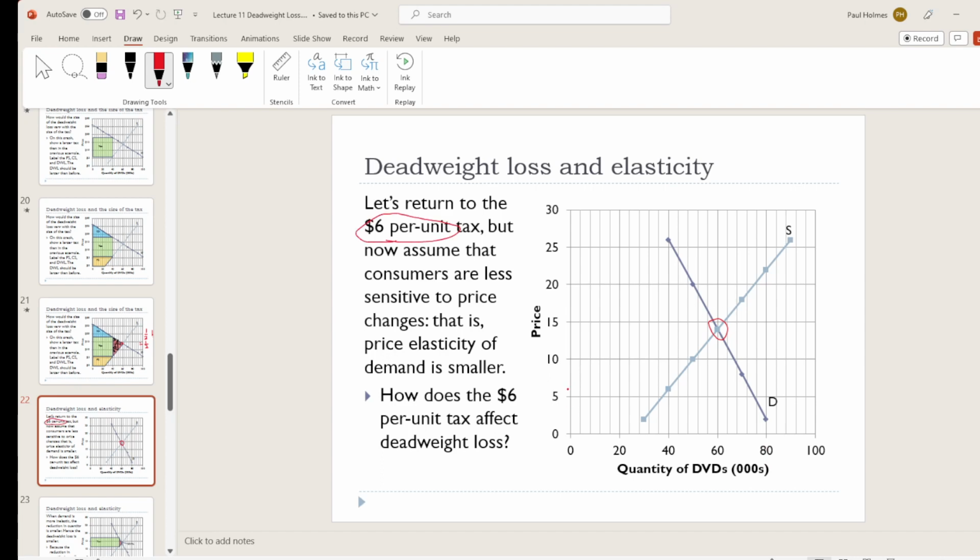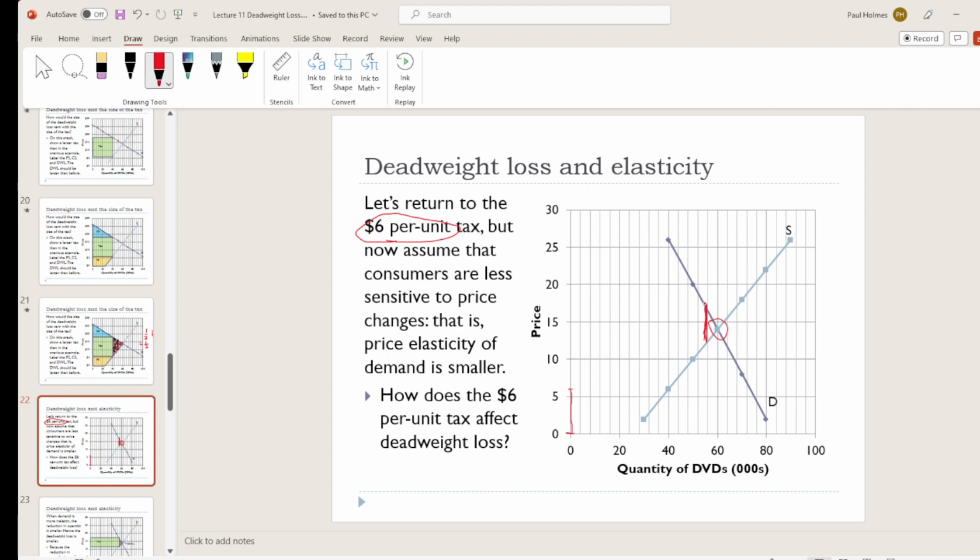So let's try it. Let's see if you can do this on your screen. Take a $6 height there and pick it up and jam it in between the supply and the demand curves. If you do that, you should end up with something like there. Something like there is going to be your $6 height.